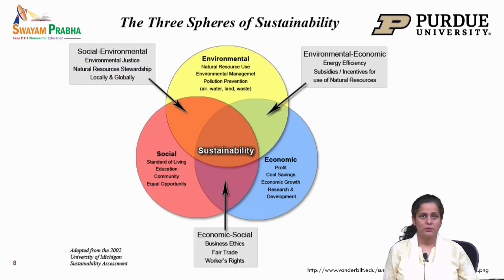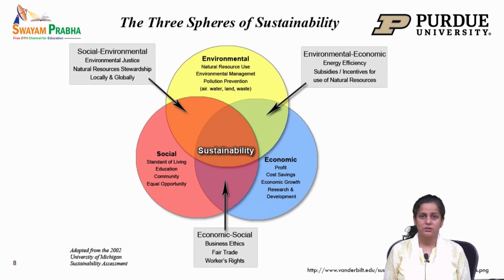When we think about the three spheres of sustainability, environmental, economic and social, each has its own focus. The economic is more focused on profit, economic growth and all the R&D related to it. The environmental is more related to natural resource use, environmental management, pollution prevention, all of that, and the social is more about quality of life.